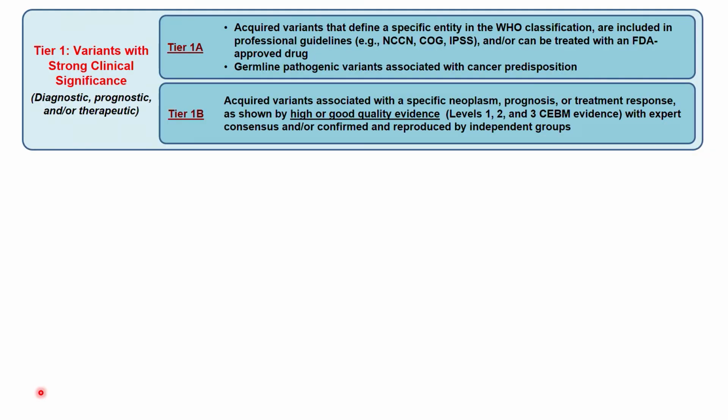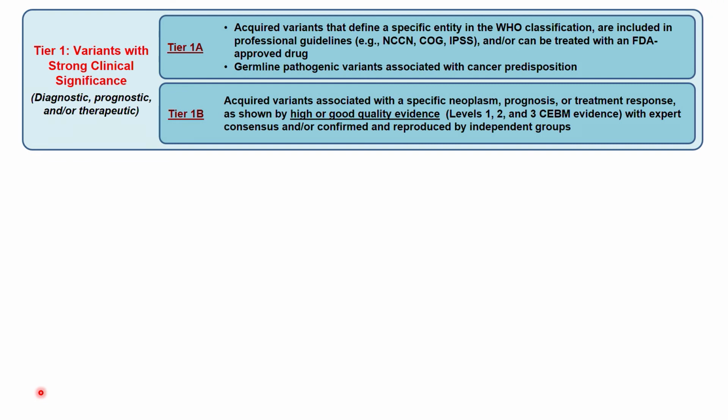Here are definitions of the different tiers which we recommend for classification of copy number abnormalities. Tier 1 would be variants with strong clinical significance, and we subdivided this tier into 1A and 1B. 1A would be acquired variants of the most significance. Those are the ones that either specify entities in the WHO classification or are included in professional practice guidelines like NCCN, COG, and others, or they predict sensitivity to FDA-approved drugs.